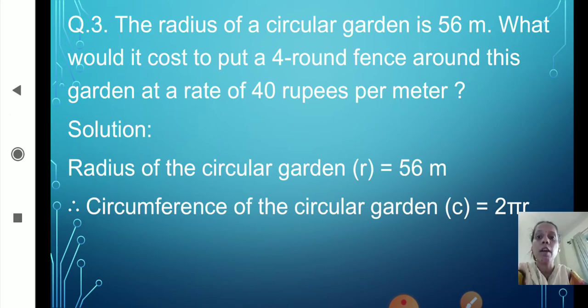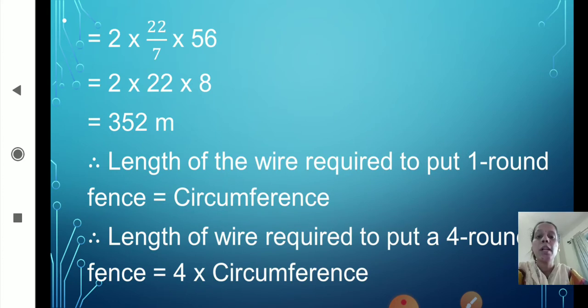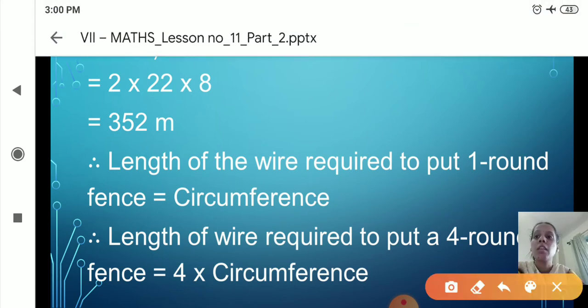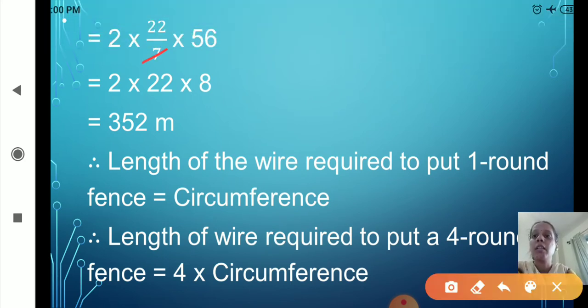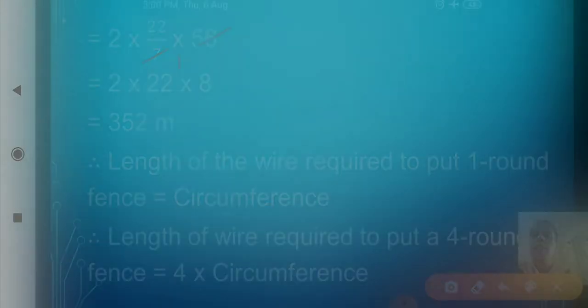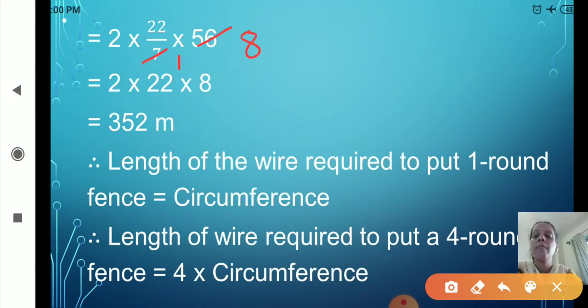So now put the values. 2 multiplied by pi, which is 22 upon 7, multiplied by r, which is given as 56. So 7 8s are 56. You will cancel this. 7 1s are 7, 7 8s are 56. So what did we get here? 2 multiplied by 22 multiplied by 8. So the answer is 352 meter. Now 352 meter length of the wire is required for 1 round fencing.